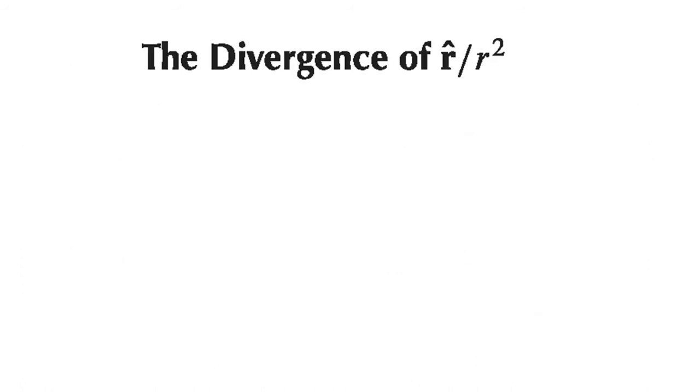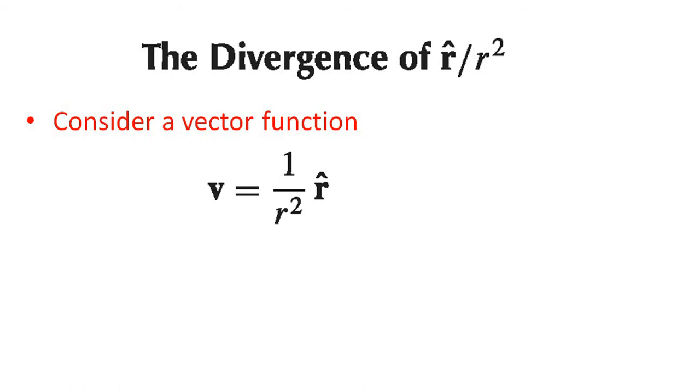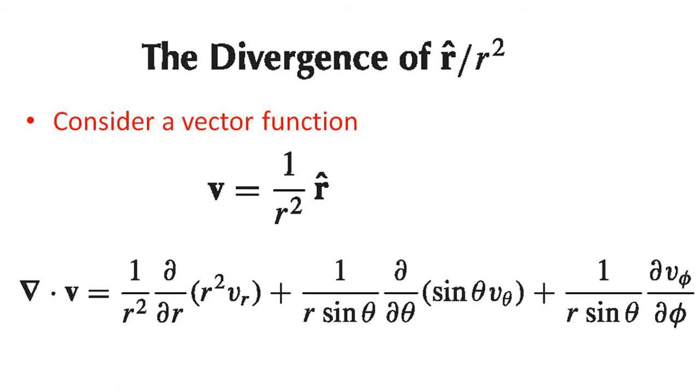Now, divergence of r cap by r square. Consider a vector function vector v equal to 1 by r square r cap. Now, we have the equation for del dot v, that is del dot v equal to 1 by r square dou by dou r of r square vr plus 1 by r sin theta dou by dou theta of sin theta v theta plus 1 by r sin theta dou v phi by dou phi.